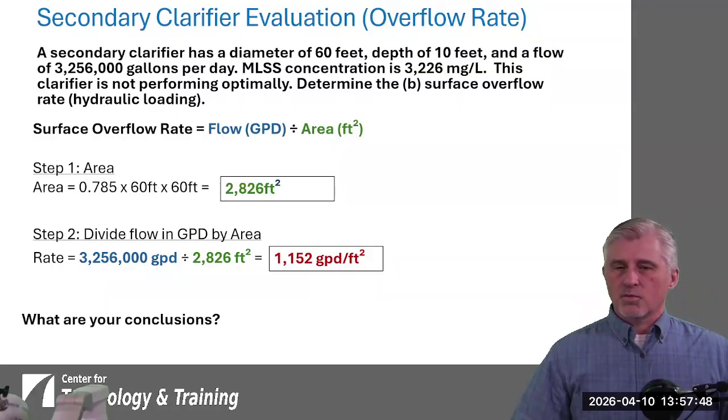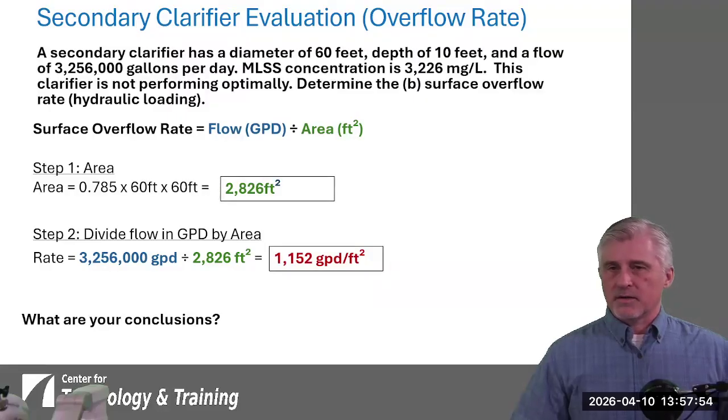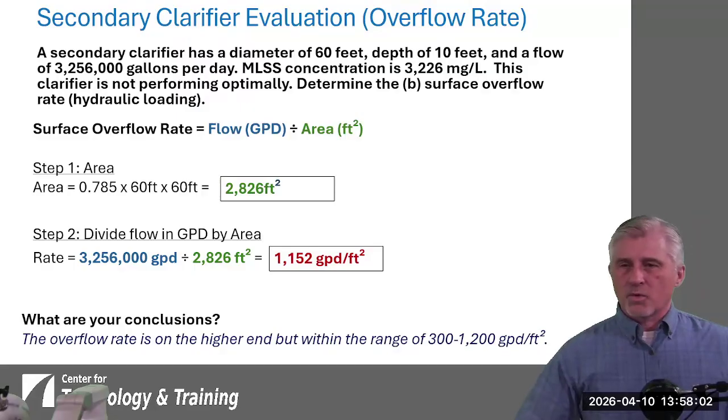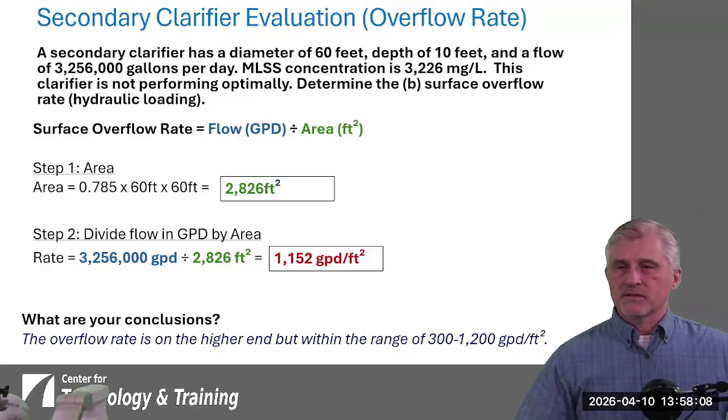So how does that compare to what is recommended? Our recommendation is between 300 and 1,200 gallons per day per square feet. So we're within the range, but we're kind of on the high side. So it's probably not a real comfortable place for us to be. We have the potential that we are going to overflow solids, and that's not where we want to be. So we may want to make a process change so that we can reduce that down.